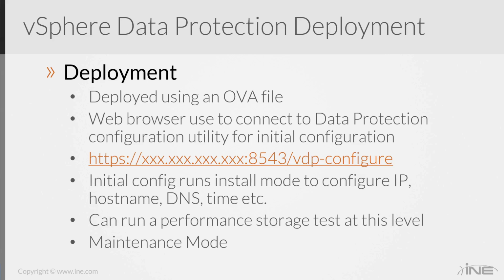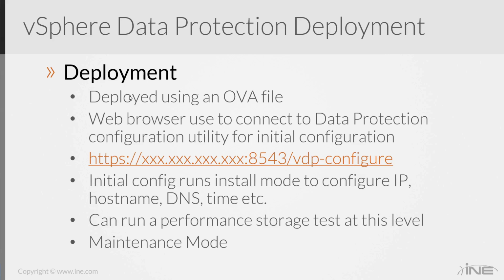Okay, so after the initial configuration completes and we restart our appliance, the appliance would then run in what is called maintenance mode. So in maintenance mode, we can perform simple tasks on the appliance like starting and stopping of services, collecting logs, and upgrading the appliance. At this point also, we would see the vSphere Data Protection plugin added to our vSphere web client.